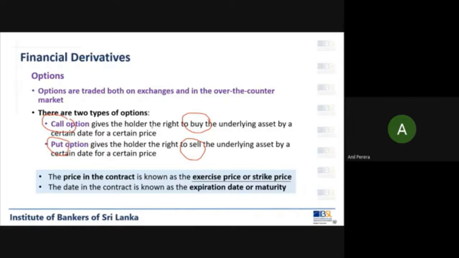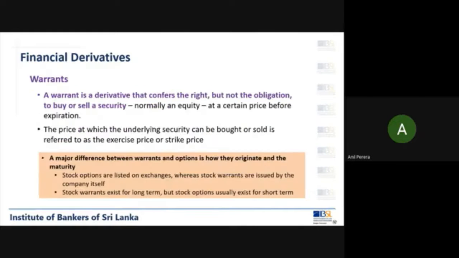And there are some other classifications also: American options, European options. Likewise, we are not going to discuss in that detail. But if you see these terms, American options or European options, those are some conventions or some methodologies applied by the financial markets when they are trading in these markets. Okay, so this is the second type.